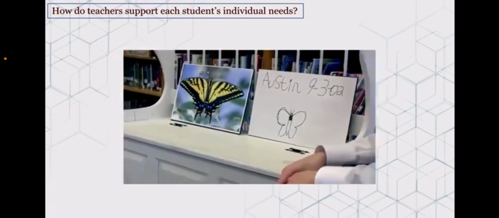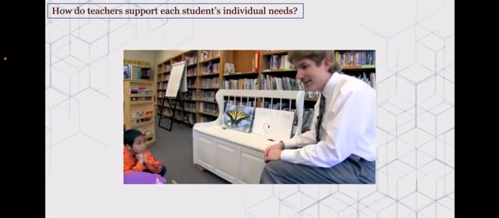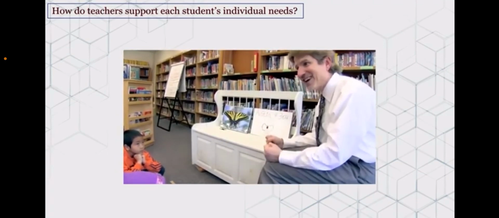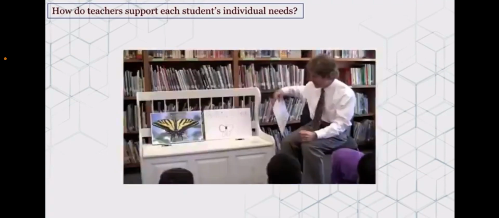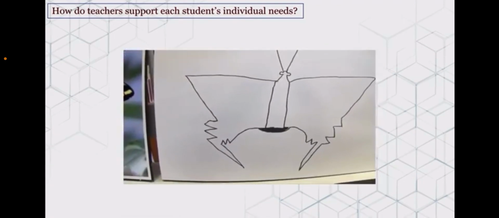Well, you know what? Those first graders came up with most of those same ideas. And you know what Austin said? He said, okay, I'll go try. And he went back to his seat and he drew this. Wow. Does this look more like a triangle?